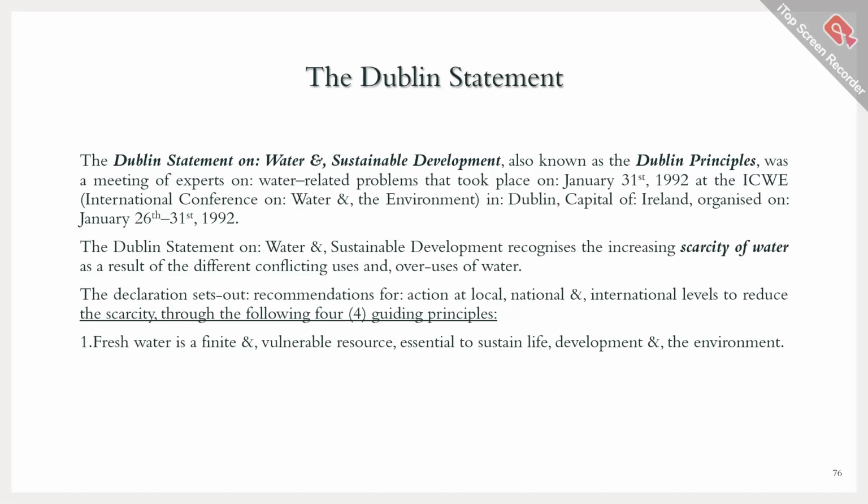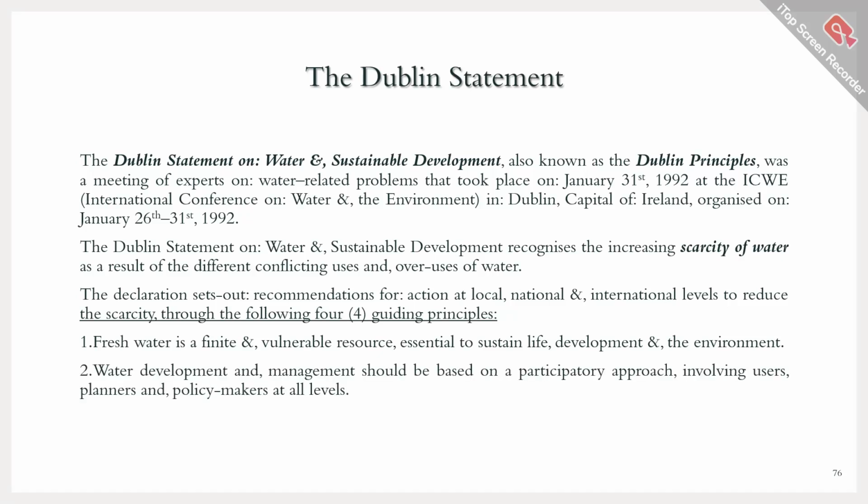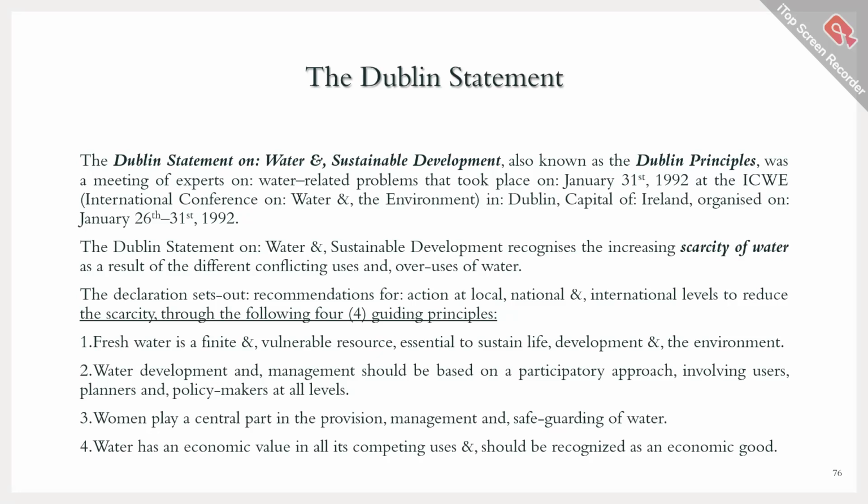The number one guiding principle was fresh water is a finite and vulnerable resource essential to sustain life, development, and the environment. The second guiding principle was water development and management should be based on a participatory approach involving users, planners, and policymakers at all levels. Number three was, it was the last question, women play a central part in the provision, management, and safeguarding of water. And number four is, water has an economic value in all its competing uses and should be recognized as an economic good.